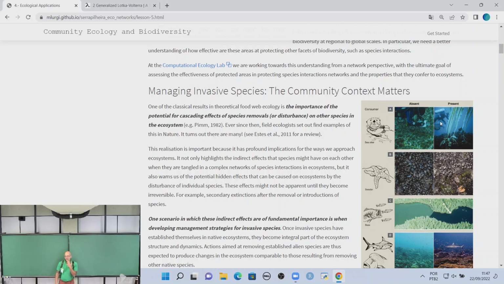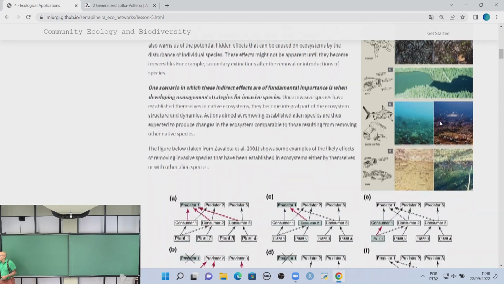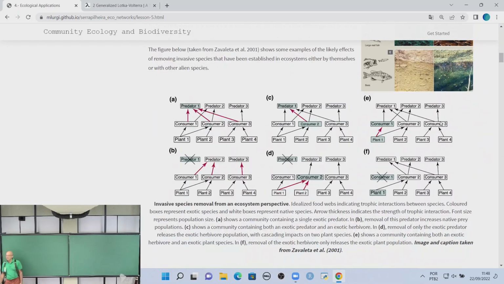Usually what happens is that the species two levels below becomes very abundant, and the species one level below becomes less abundant because they face more predation by the primary consumers. And these kind of things help us to think about what would happen in a scenario in which, for example, we are interested in managing invasive species, right?